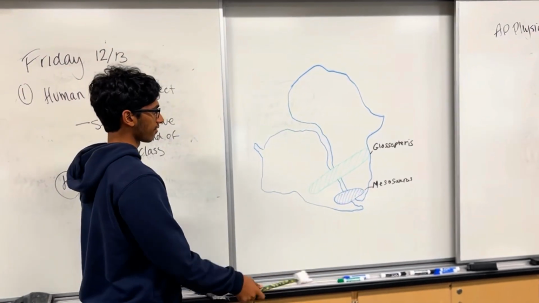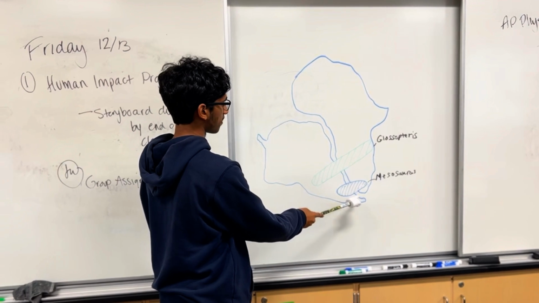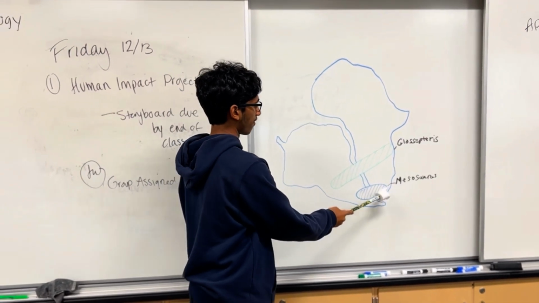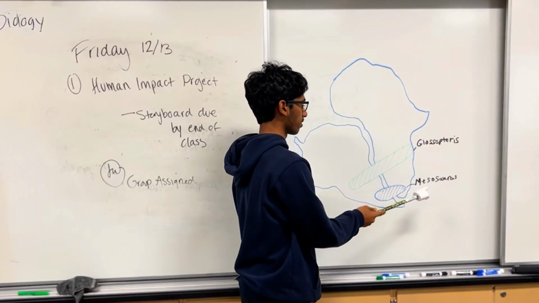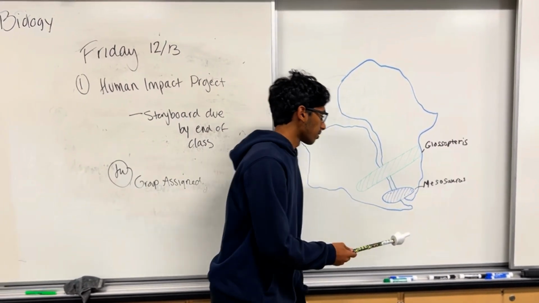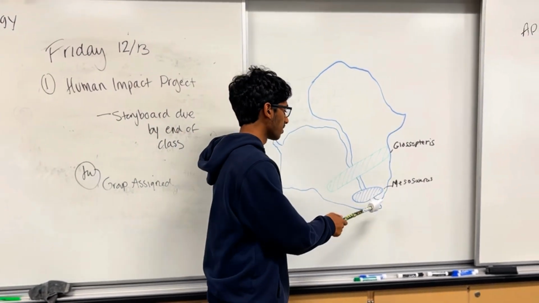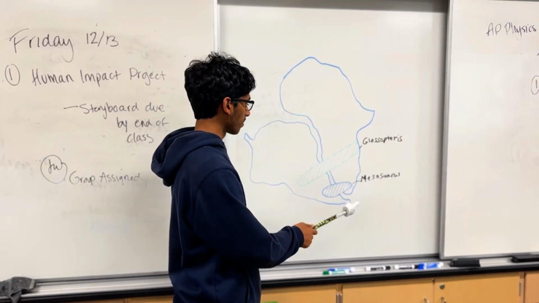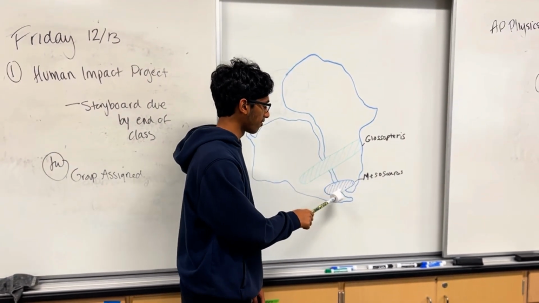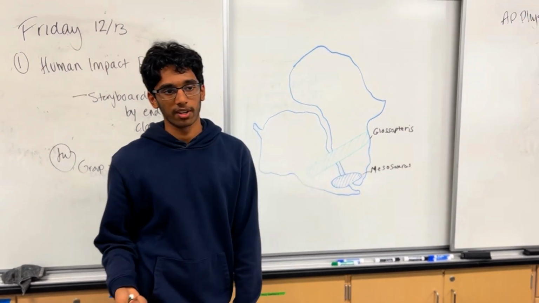The Mesosaurus fossils are found in the southern part of South America and the southern part of Africa. These were freshwater crocodiles. They were around 4 feet long and they were not very good swimmers. So the only way the fossils could be found on both continents was if they were connected at one point.